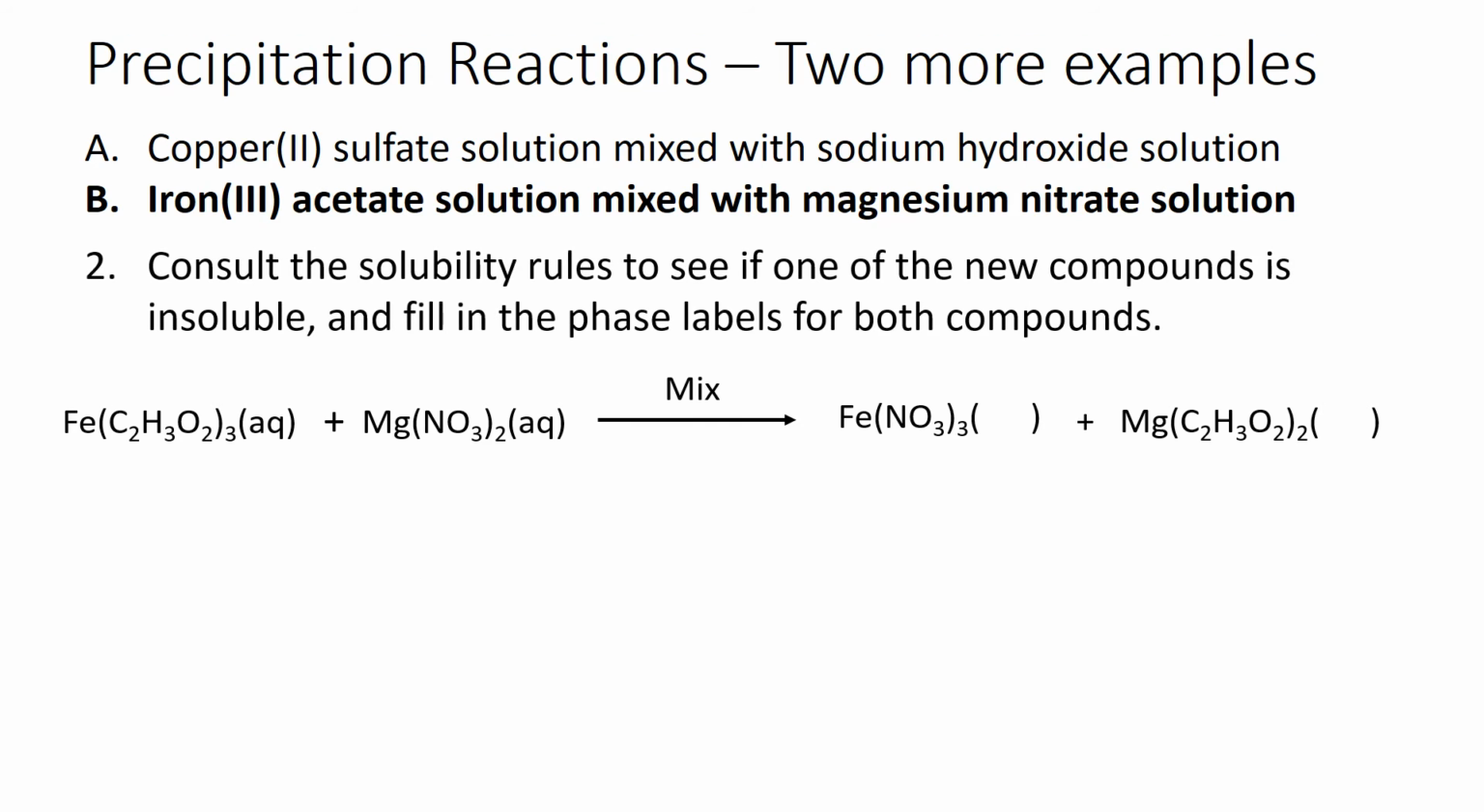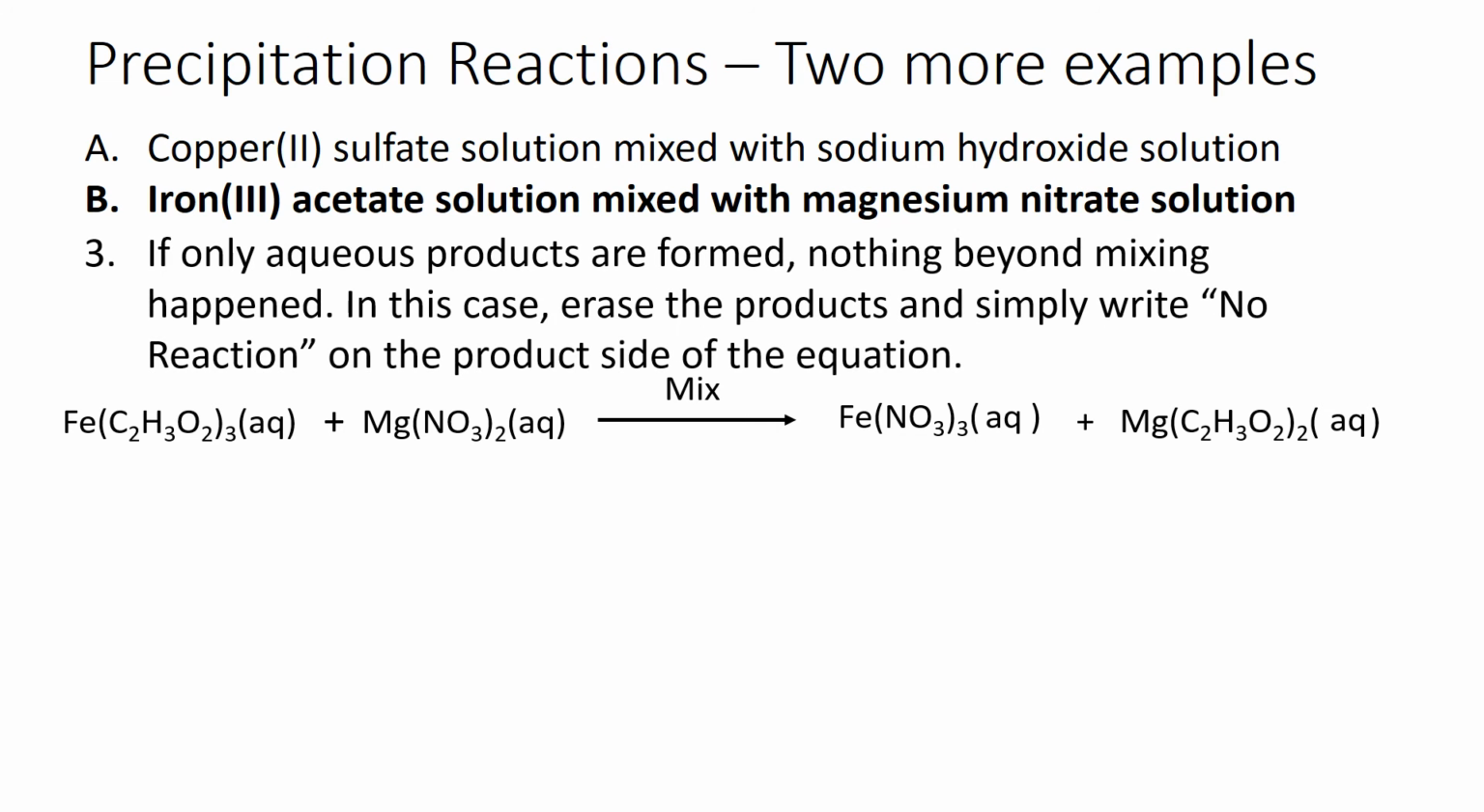Next step is to consult the solubility rules. However, both nitrate and acetate are in the list of ions that are usually soluble, with no exceptions that are important to us. So both of these are aqueous. Now our rule 3 had the section that said that if only aqueous products are formed, nothing beyond mixing happened. That means that we're going to erase the products. Just erase everything over there and write no reaction. We're not going to balance it. We're done.